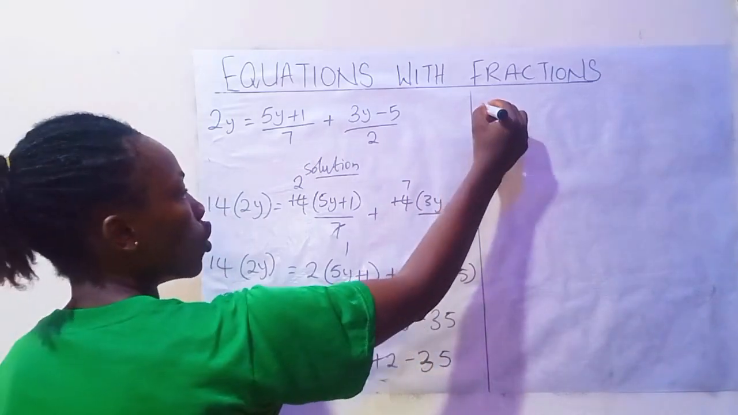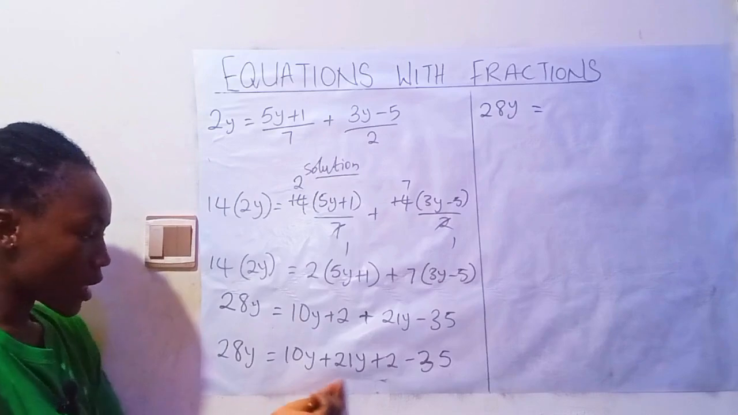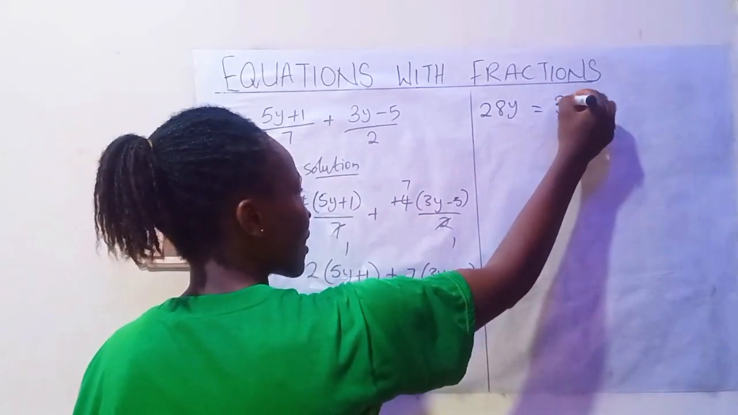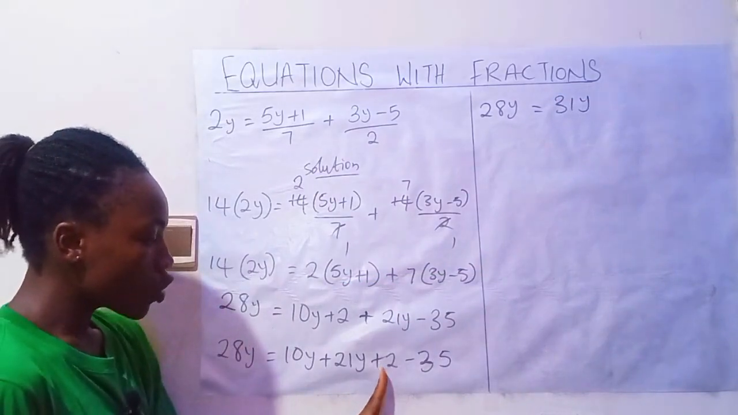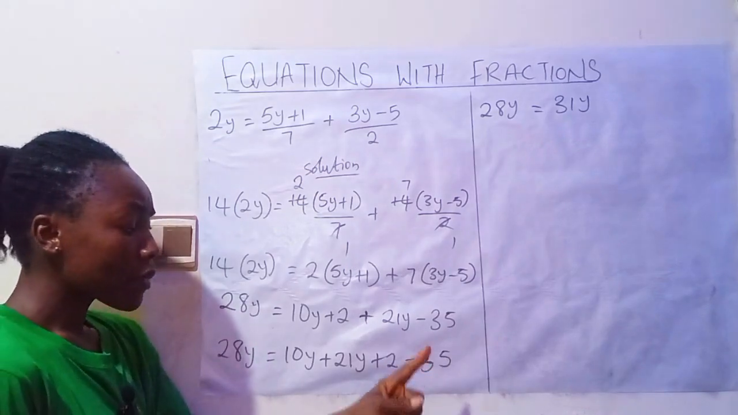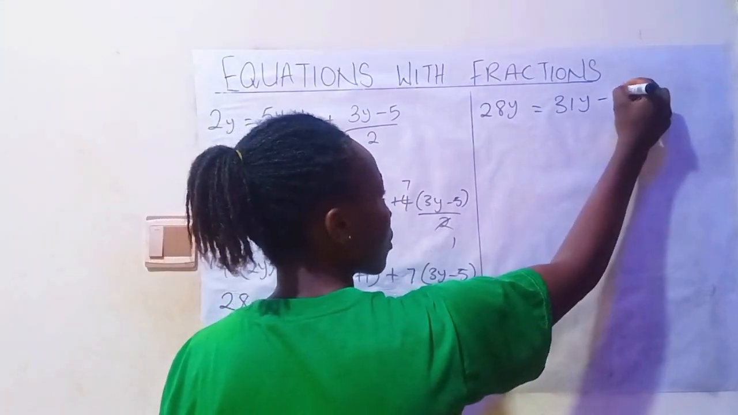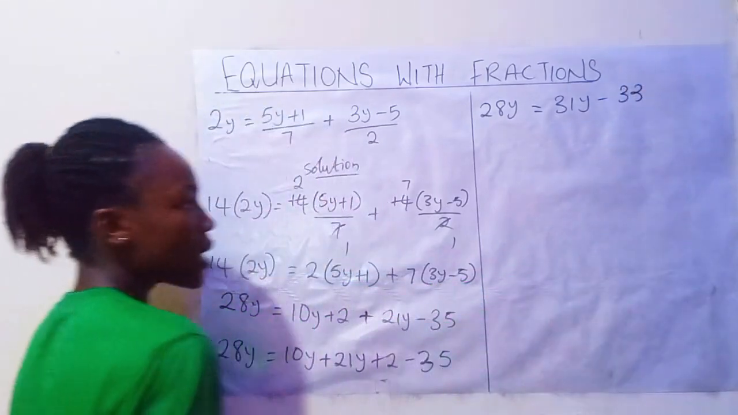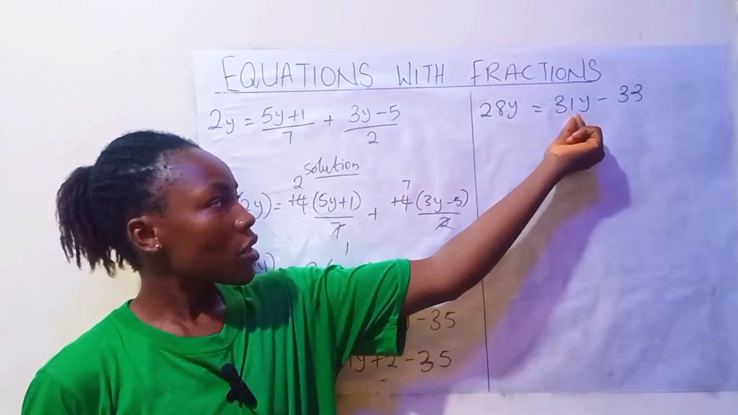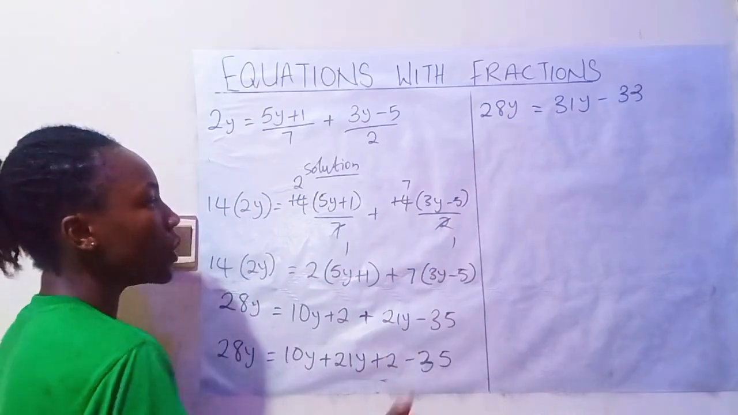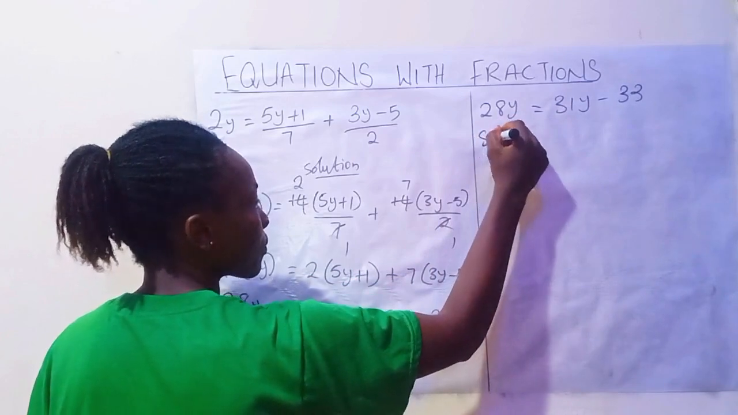Now we have 28y equals, adding these two together, we'll have 31y. Adding this, when you add 2 to negative 35, we are going to get minus 33. Alright, now let's bring this particular one to this side by simply subtracting 31y from both sides.